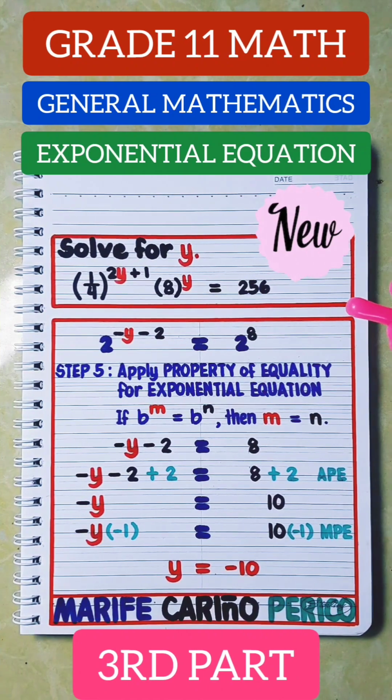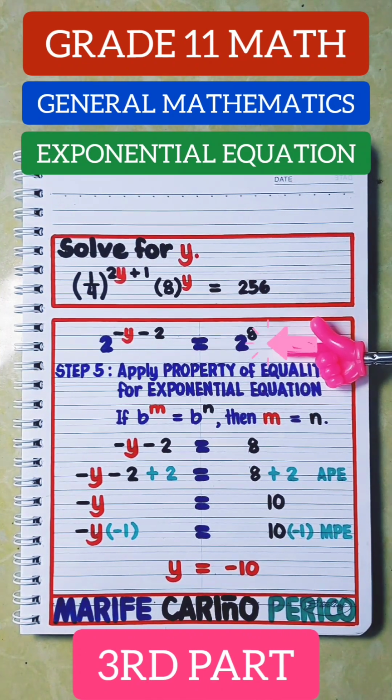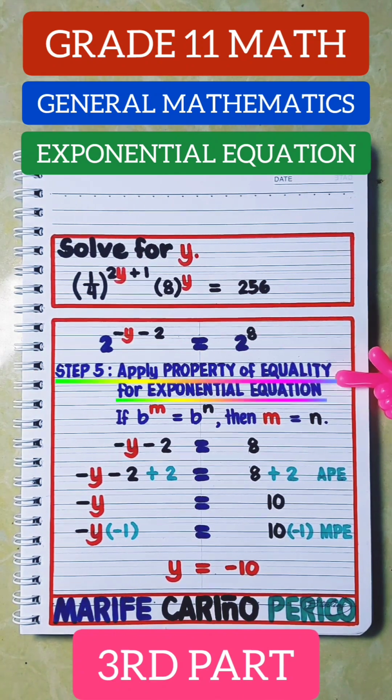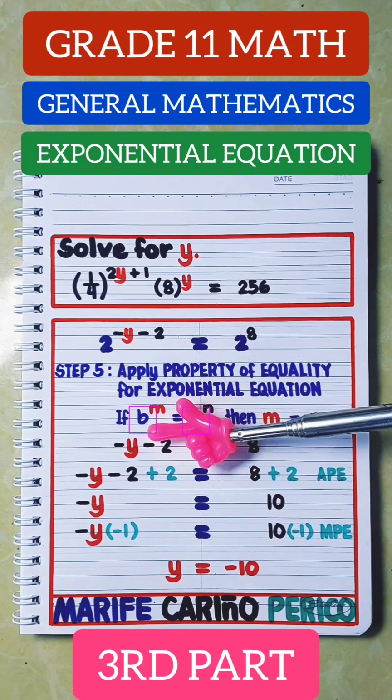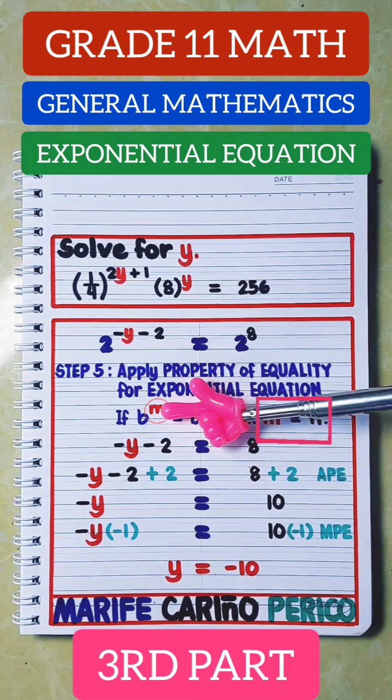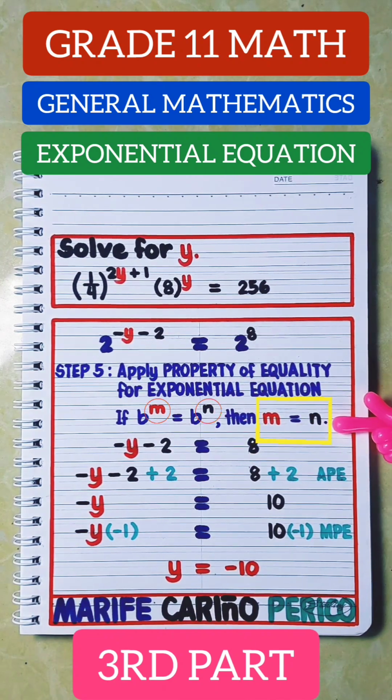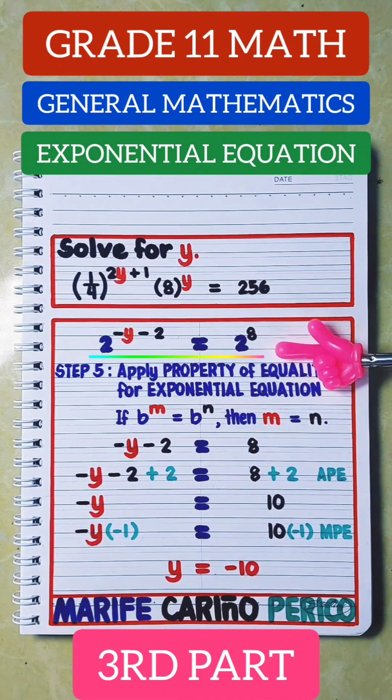So we're able to rewrite this original equation into its equivalent form, wherein we're now ready to apply the property of equality for exponential equations. Based on this property, if we have an exponential equation with equal bases, the exponents must also be equal. So let's apply the property to this equation.